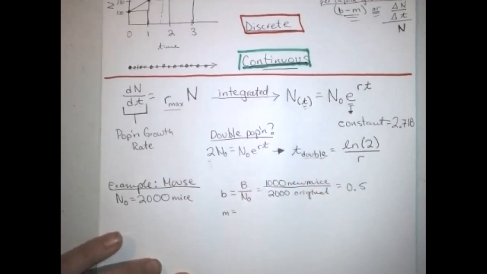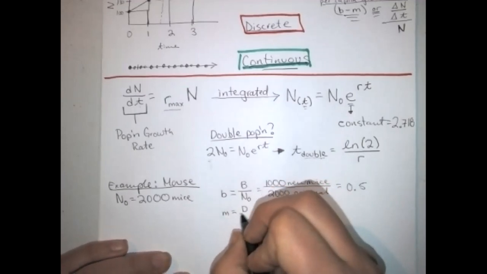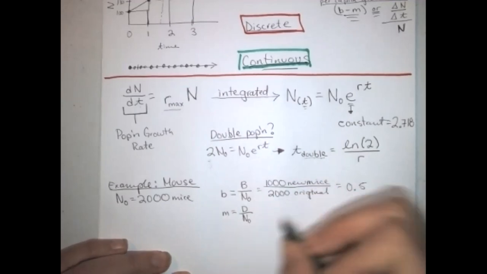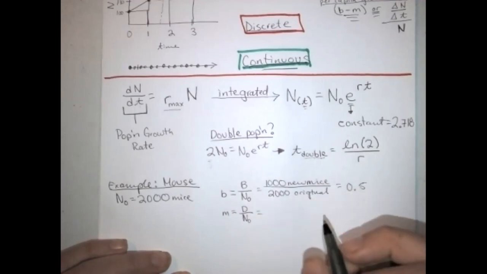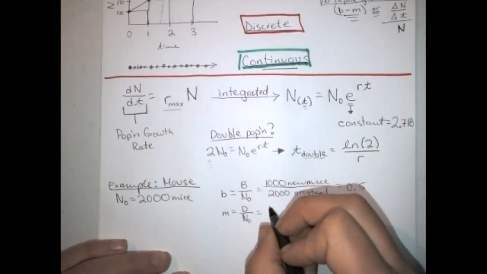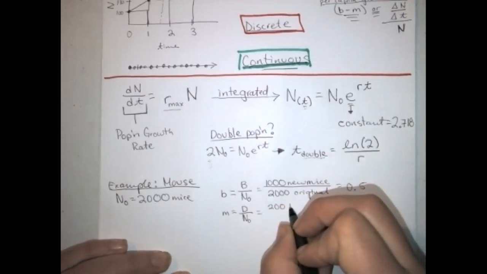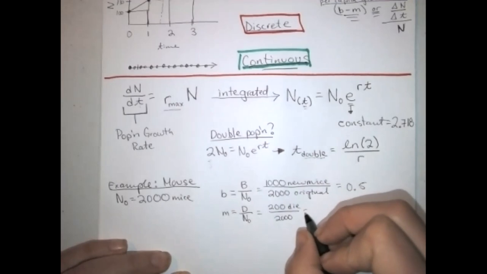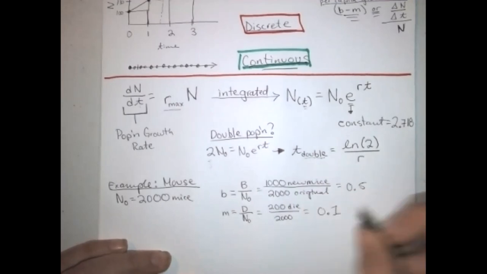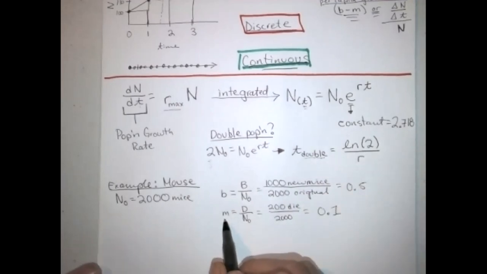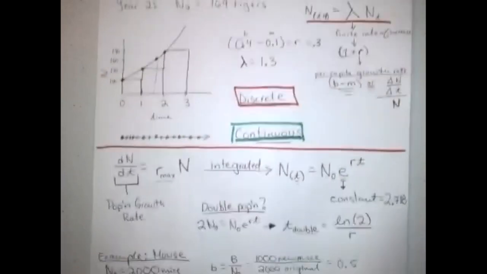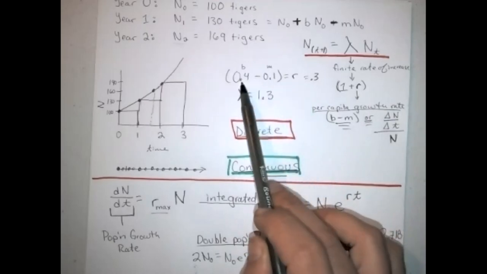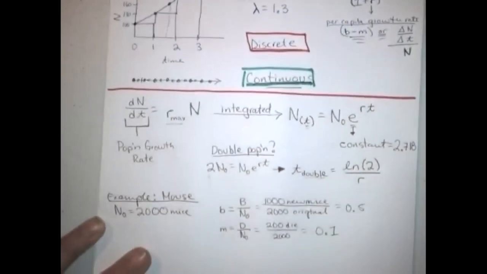I tell you that 200 of these individuals die at the end of the month that was measured. Okay, so the number of deaths over the total original population would be 200 are going to die over 2,000 original. And so that leaves us with 0.1 as the mortality rate. Okay. I told you up here that R is birth rate minus mortality rate.